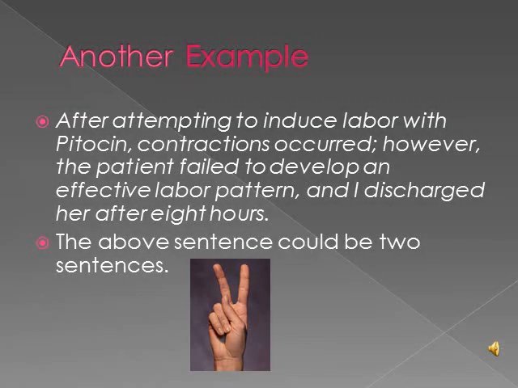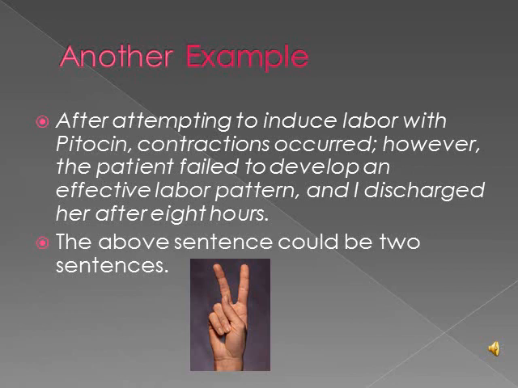Here's another example of that. After attempting to induce labor with Pitocin, contractions occurred; however, the patient failed to develop an effective labor pattern, and I discharged her after 8 hours. It's got a lot going on in this, and we could make this two sentences. After attempting to induce labor with Pitocin, contractions occurred. However, the patient failed to develop an effective labor pattern. I discharged her after 8 weeks. Or we could even do it: after attempting to induce labor with Pitocin, contractions occurred. However, the patient failed to develop an effective labor pattern, and I discharged her after 8 weeks.